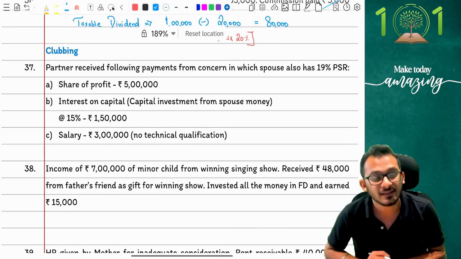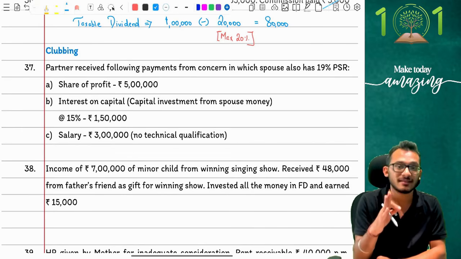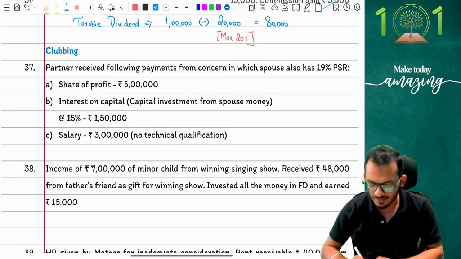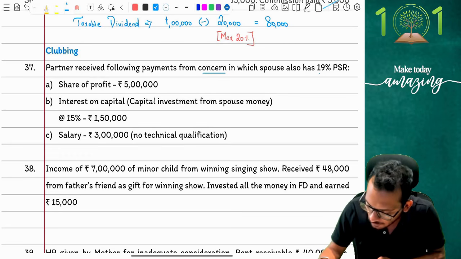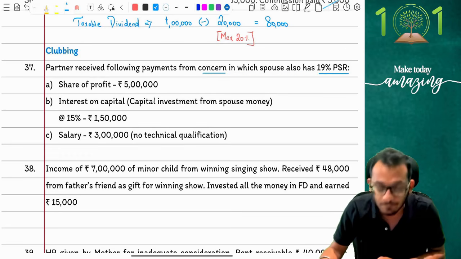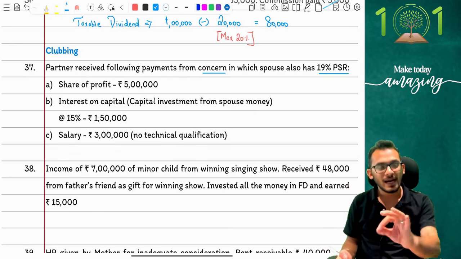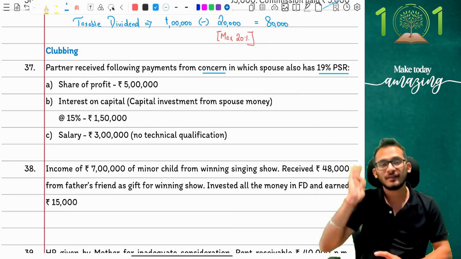Adjustment number 37 is on clubbing rules. This is one I personally designed myself as a trick adjustment for you. Let's see if you're able to get this right. The adjustment says, a partner has received the following payments from a concern in which the spouse also has 19% PSR. There is a concern in which me and my spouse both have a partnership ratio. I have some ratio, the wife has some ratio, and the spouse is showing 19%. That is what the conditions are.